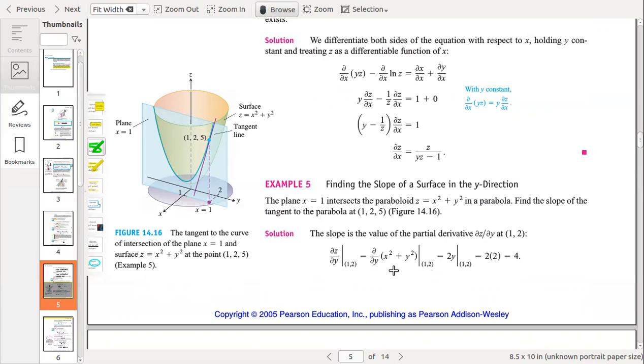So it means we need to calculate the partial derivative with respect to y. So partial over partial y of x squared plus y squared. Here x squared will be treated as a constant and the derivative of y squared will be 2y, and when we substitute 2 for y, we will get 4.